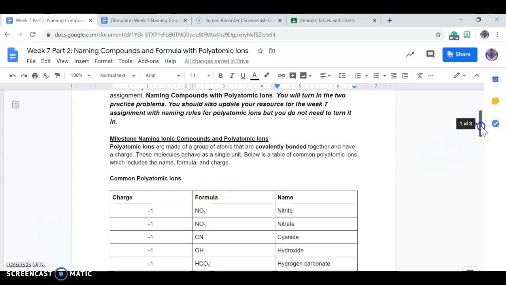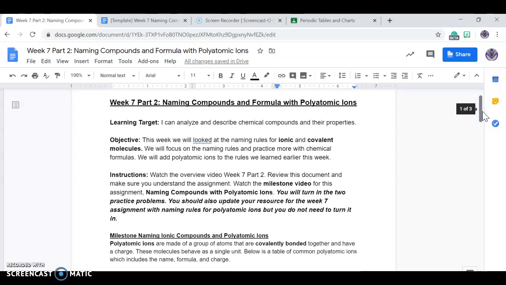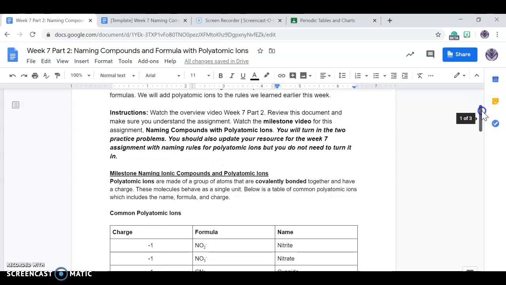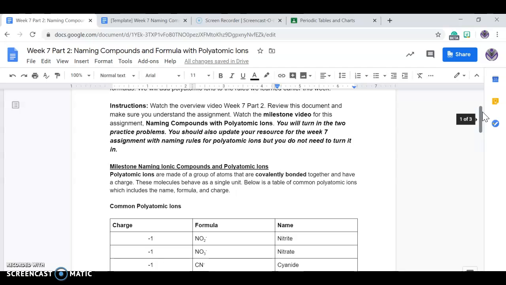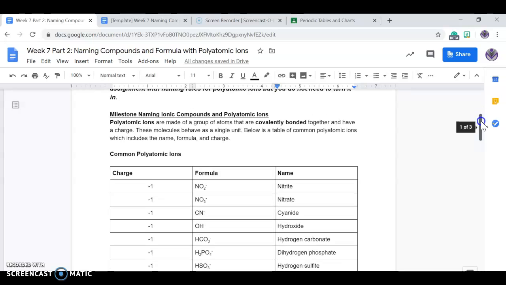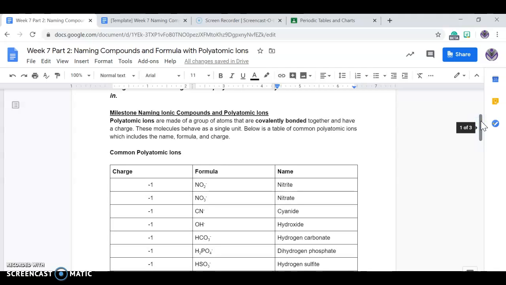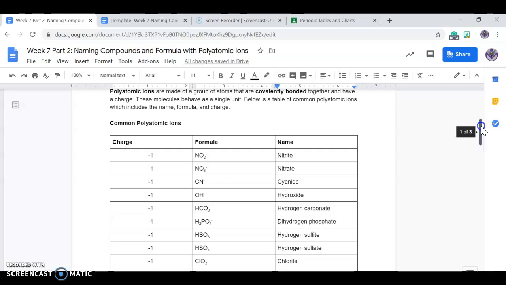All right. So this is just an extension assignment. We're just looking at naming compounds and using polyatomic ions. Polyatomic ions are covalently bonded together, and these molecules have a charge, and we treat them as a single unit. So when we were forming compounds with metals and nonmetals, and nonmetals and nonmetals, we just treat the polyatomic ions themselves like another unit. And there's basically not going to be much of a change here.